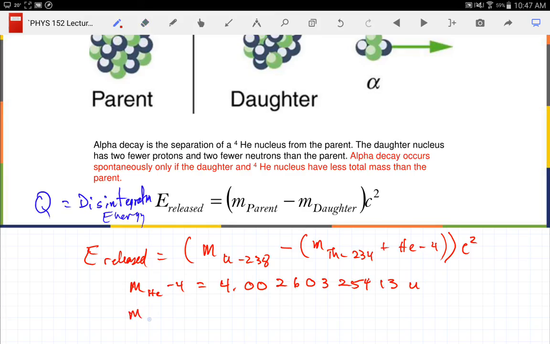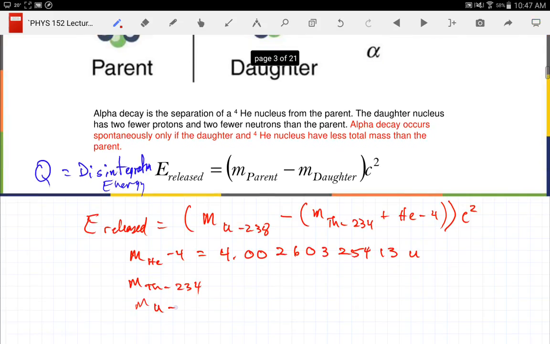I need the mass of my thorium-234 and the mass of uranium-238. So I scroll down, and once again, both of these are going to have them.